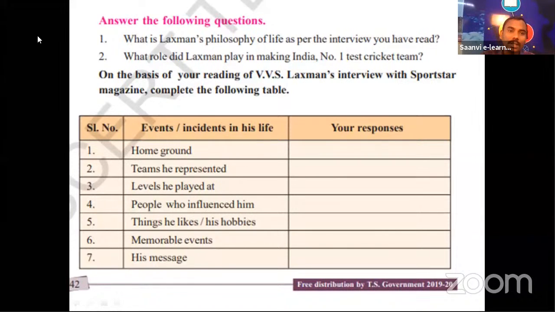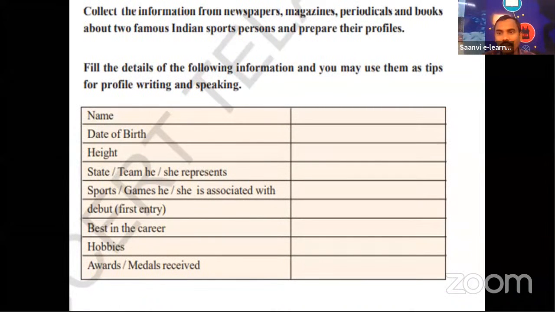So this is the end of the second unit. We have covered all the grammatical parts, vocabulary section, and all the lessons from this. And you have a project work also in that lesson. You see that project work. Collect the information from newspapers, magazines, periodicals, and books about two famous Indian sportsmen and prepare their profiles.